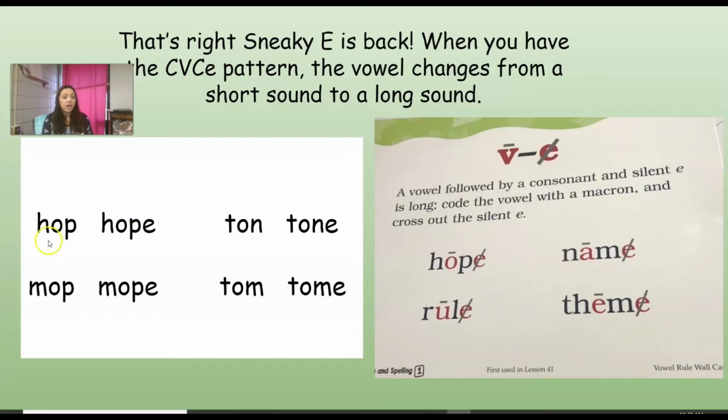So let's look. Over here, I have the word hop, but then I add the E and it becomes hope. See, it changed from "hop" to "hope." Right here I have the word ton, but then it changes to tone. I have mop that changes to mope. Tom that changes to tome. So we're changing it from that short vowel to a long vowel.